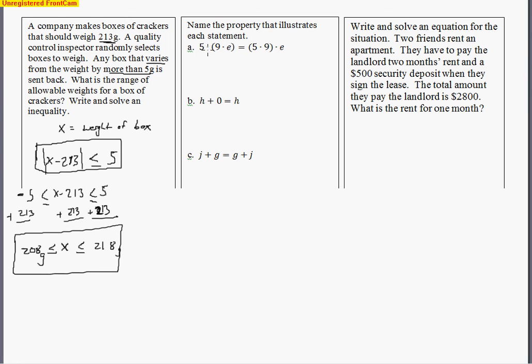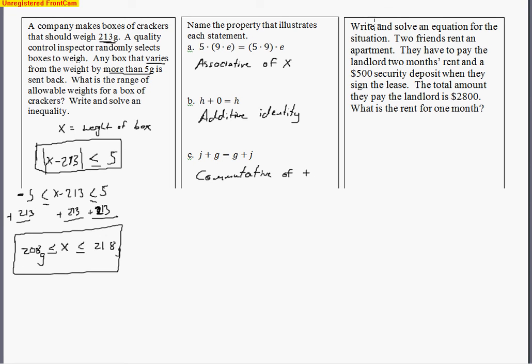So what I do first is check to see if order changes. 59E, 59E. Order did not change, but parentheses did. So that's called the associative property of multiplication. Here we are adding 0 to a number. That's called the additive identity. And over here we are changing order, J and G, G and J. So that's called the commutative property of addition.